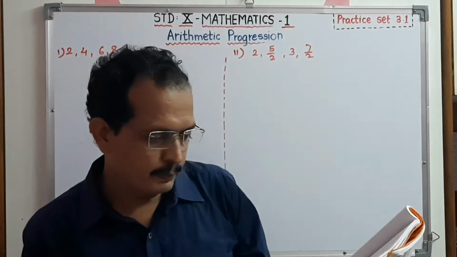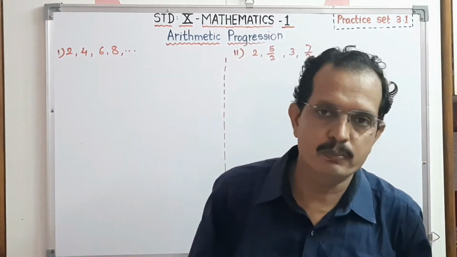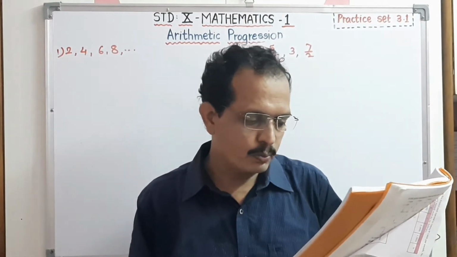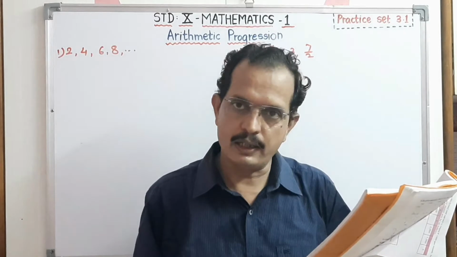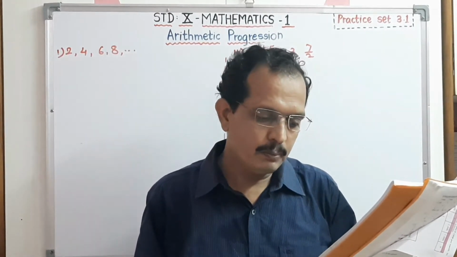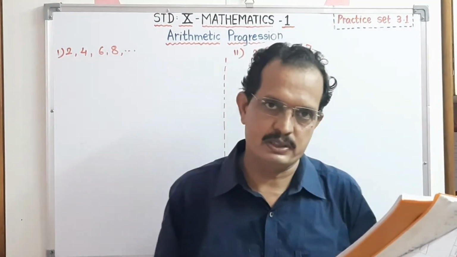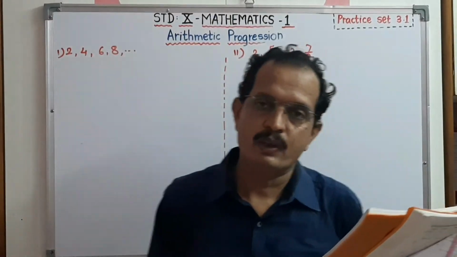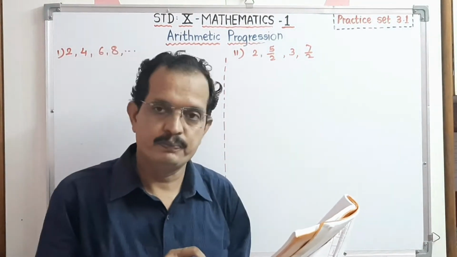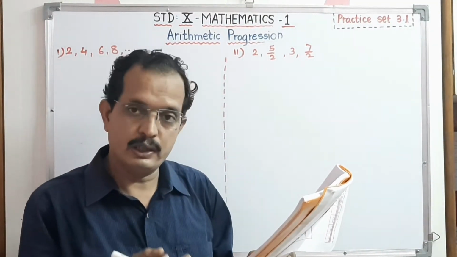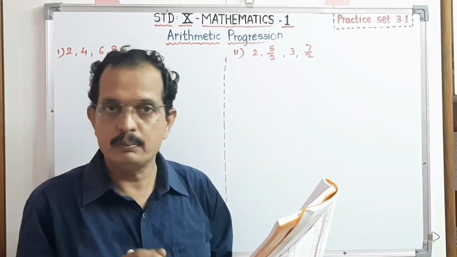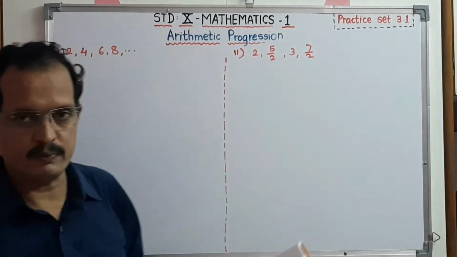Dear student, practice set 3.1, question number first. Which of the following sequences are AP? If they are AP, find the common difference. See the question again. Some sequences are given and we have to find out whether they are AP or not. If they are AP, then find out the common difference.